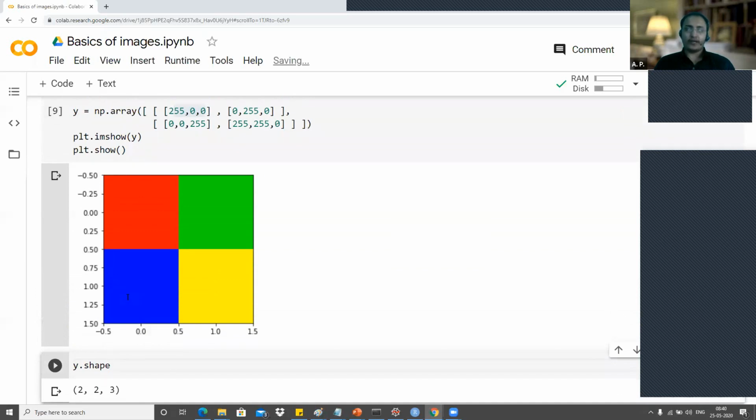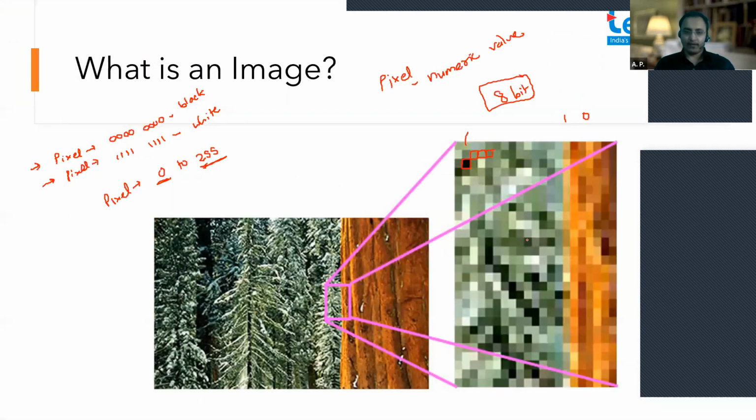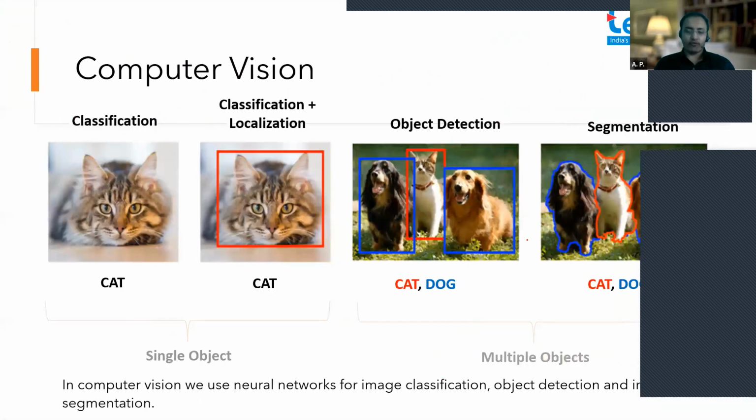So I hope by now we are all good with understanding the fundamental idea of what images are. Now let's move further. Next is computer vision. Computer vision is a very vast field. There are a variety of tasks that we do in computer vision. The very fundamental task, which we're going to be starting out with, is classification.